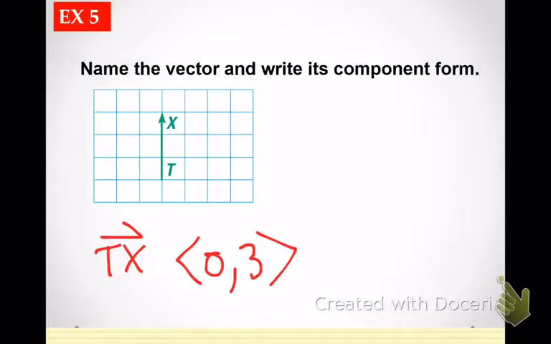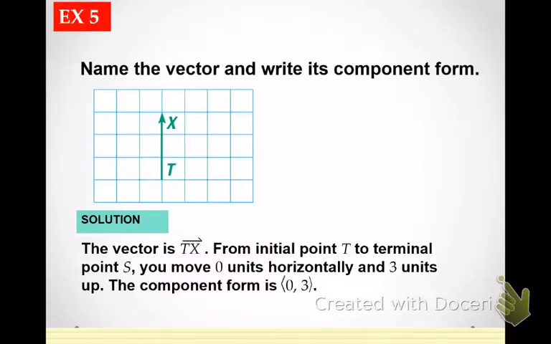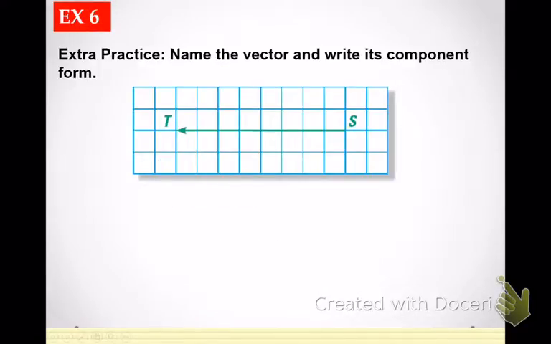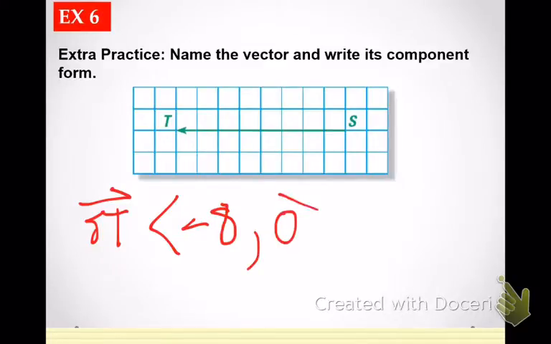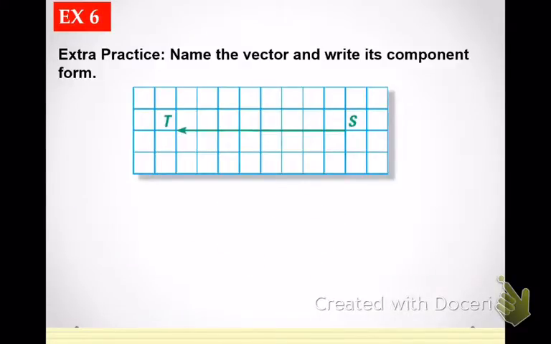Okay. I think this is the last example. Then this is extra practice. I don't think this is in your notes, but let's go ahead and do this one. So how would I name this vector? Yeah, ST. And the component form would be what? Yeah, negative 8. Good, it's negative. And then the y value is 0. Got it? Okay, good.